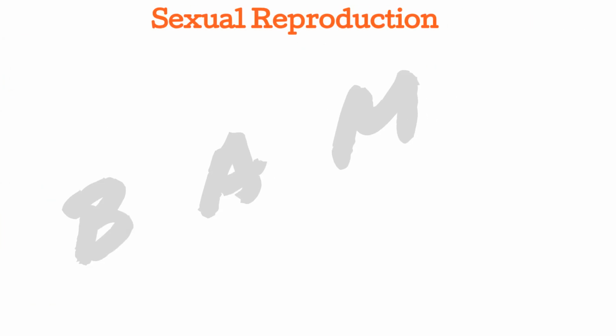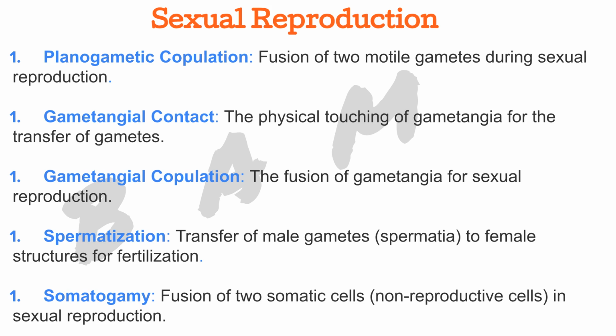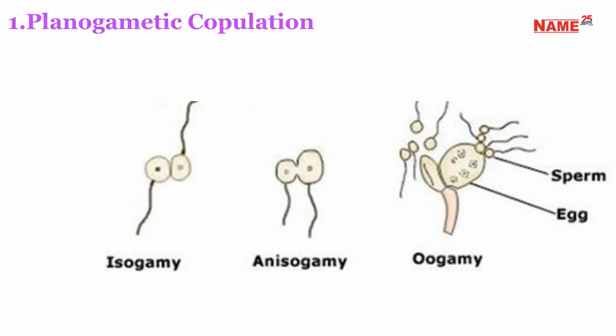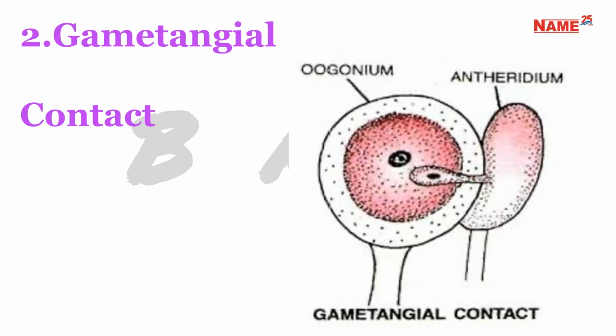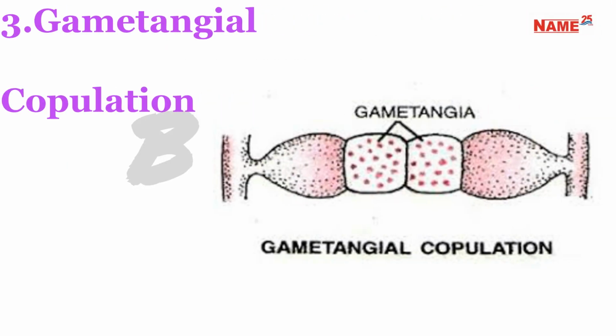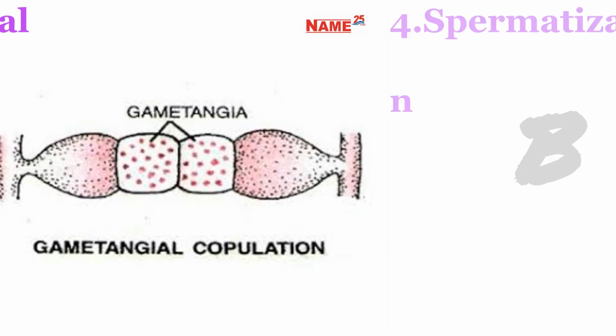Sexual reproduction in fungi includes planogametic copulation, the fusion of two motile gametes, gametangial contact, the physical touching of gametangia for gamete transfer, and gametangial copulation, the fusion of gametangia. Planogametic copulation is the process of fusion of two motile gametes during sexual reproduction. Gametangial contact is characterized by the physical touching of gametangia for the transfer of gametes. Gametangial copulation is the process where the gametangia themselves fuse.